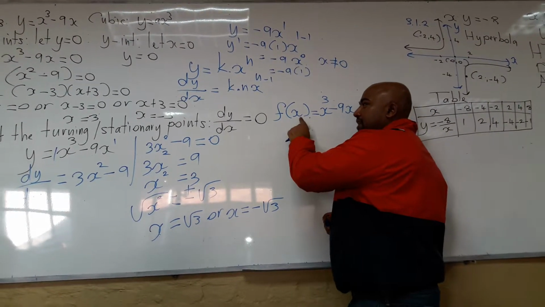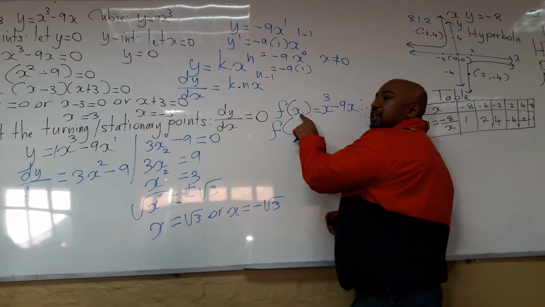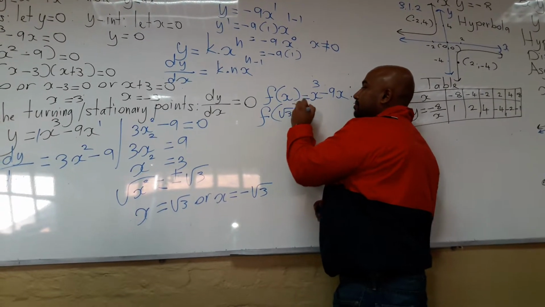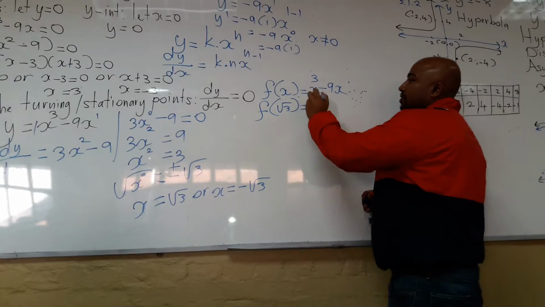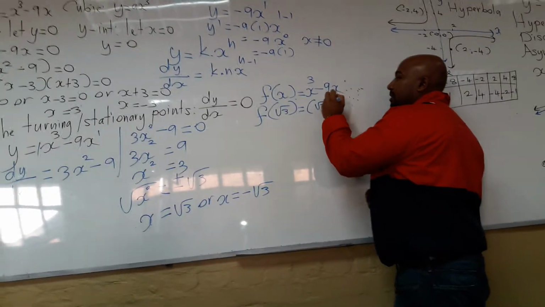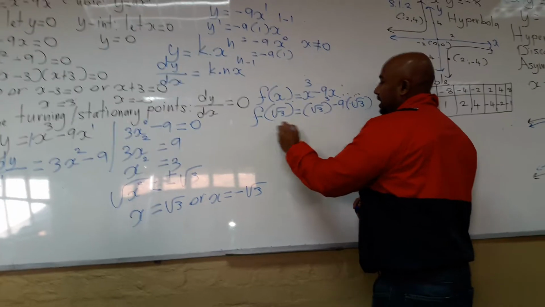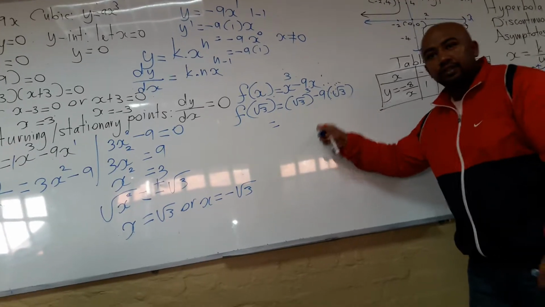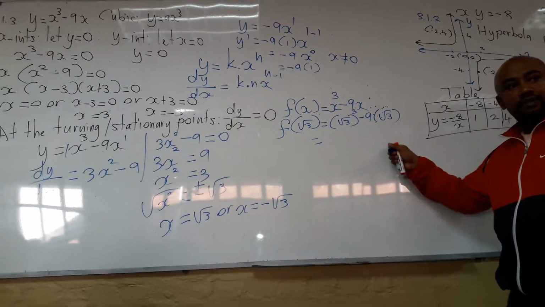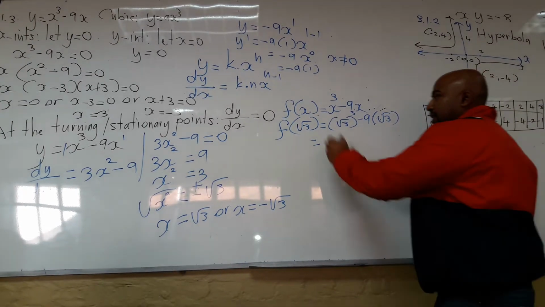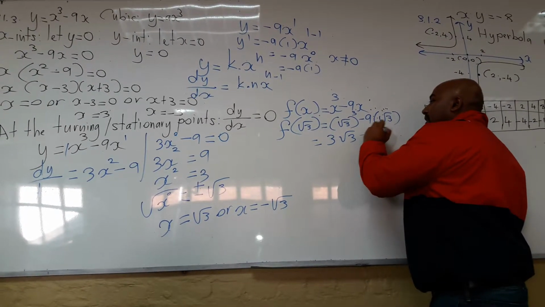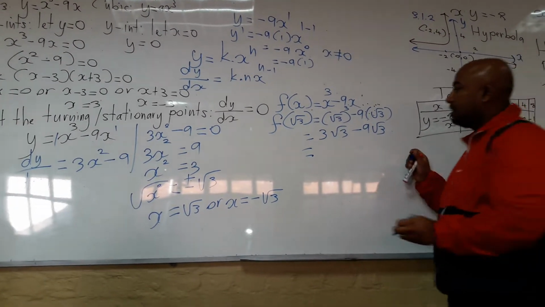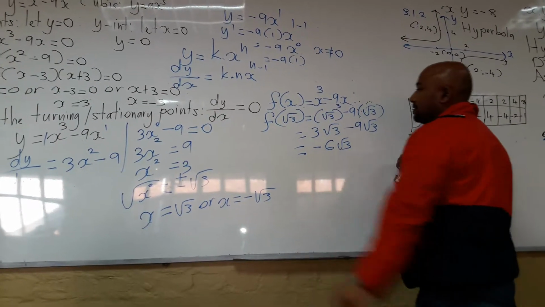So now, why am I writing it like this? Because I am now substituting a value for x here. So f of square root 3. f of square root 3, that will be square root 3 to the power 3 minus 9 times square root 3. Square root 3 to the power 3 means square root 3 times square root 3 times square root 3. Square root 3 times square root 3 is what? 3 times root 3. So that will be 3 root 3 minus 9 root 3. These are like terms here. Can you say that? Yes. So 3 root 3 minus 9 root 3, that will be minus 6 root 3.